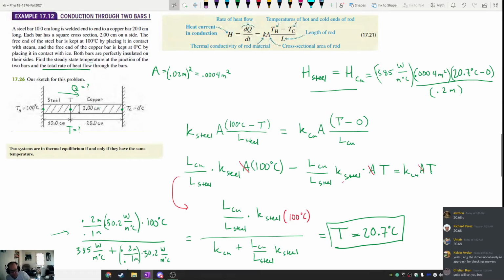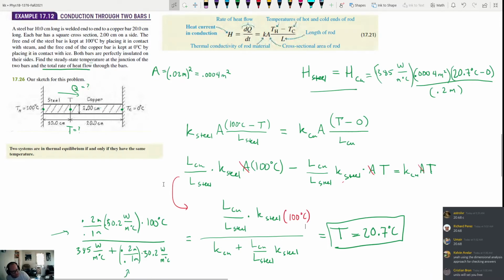All right, so any final questions before I move on? We have about 15 minutes left, and we're going to talk about convection and radiation.